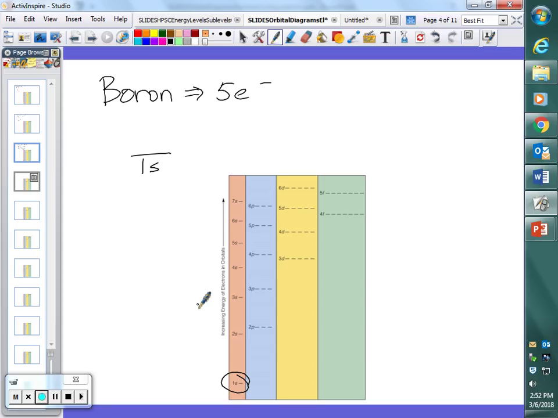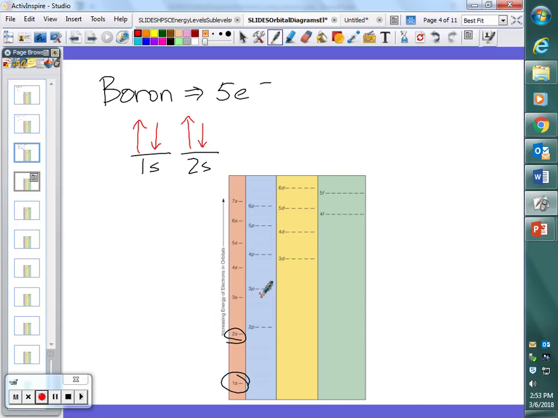1s. What do we know about the capacity of this 1s orbital? 2 electrons. So we have an up arrow and a down arrow. Is that orbital full? Yes. Boron, not beryllium. The next orbital that we come across is 2s. How many electrons can that orbital hold? 2. 1 up, 1 down.